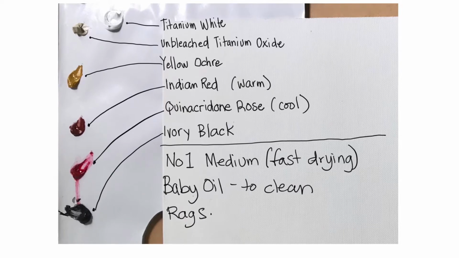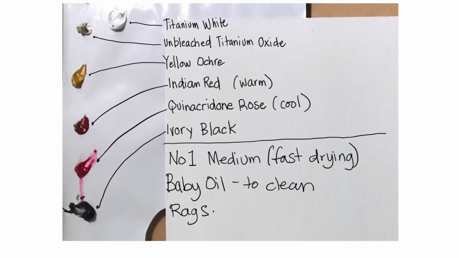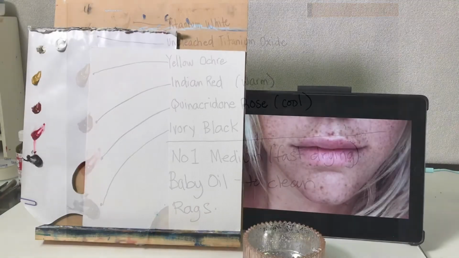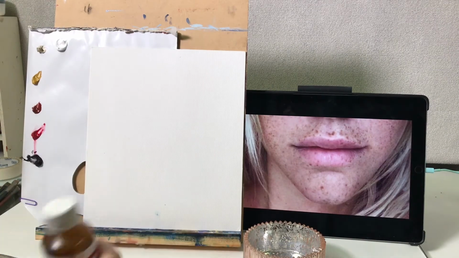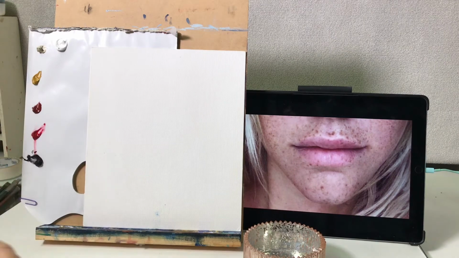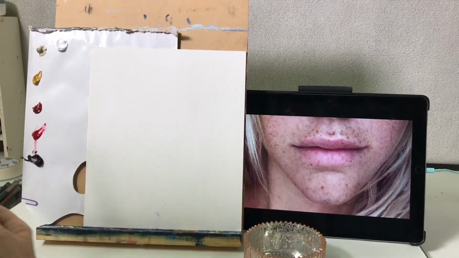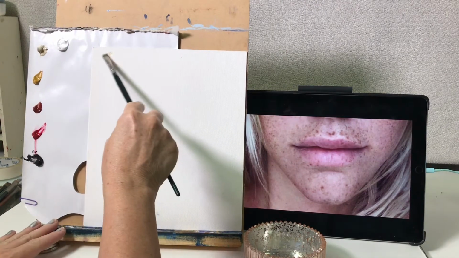I'm also using a number 1 medium, which is fast drying, and to clean my brushes I'm using baby oil and some rags. Now I'm going to talk you through my process. So I'm going to get some number 1 medium, and I'm going to start with that. I'm not going to start drawing, I'm not going to use terps, I'm just going to use the straight number 1. And I'm going to experiment mixing a few different colors.